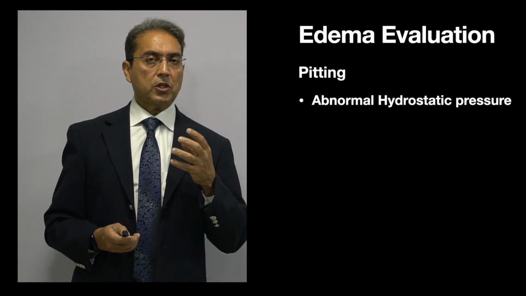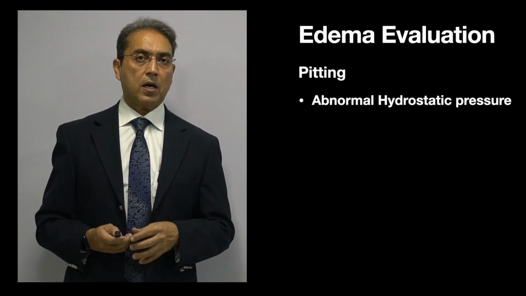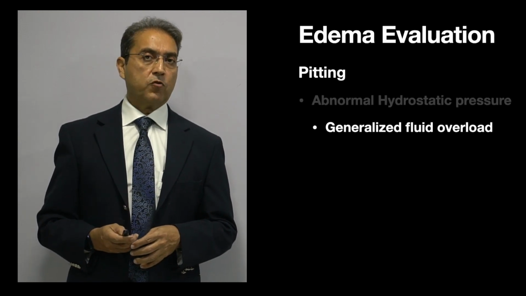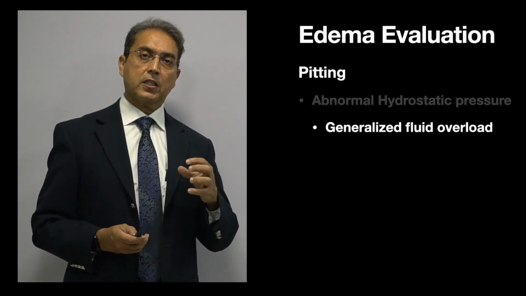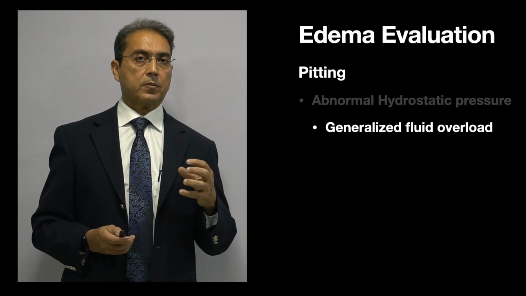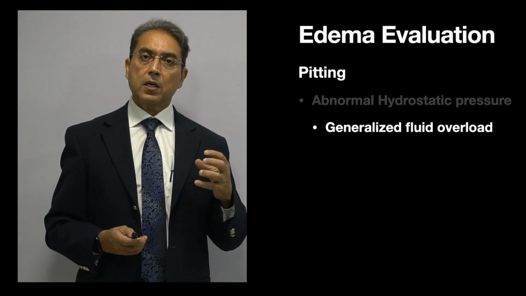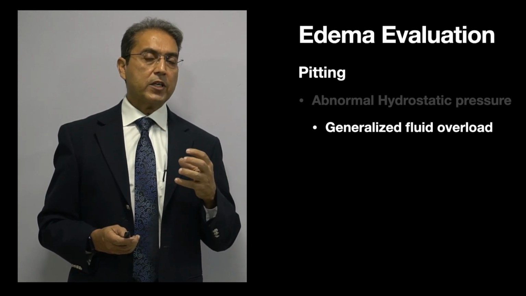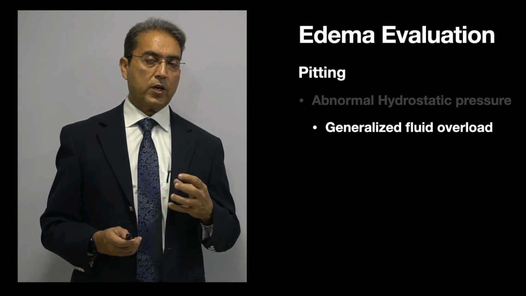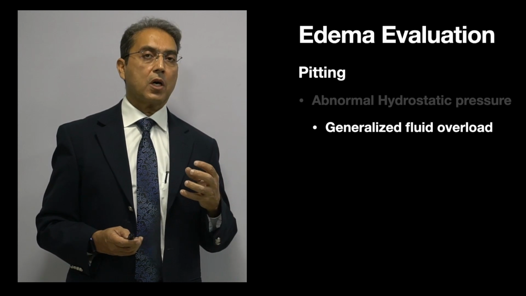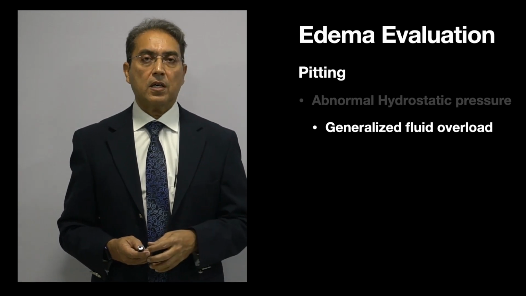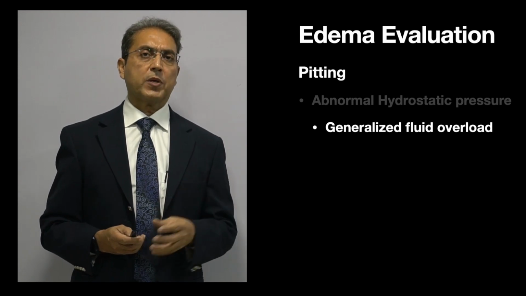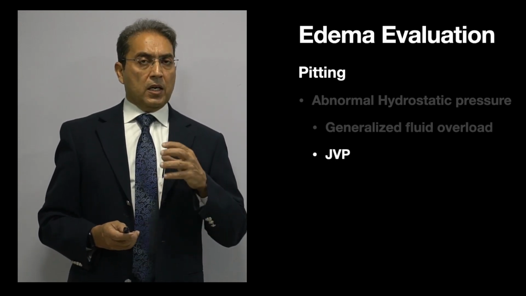We should look for conditions in which there is abnormal high hydrostatic pressure. For example, in generalized fluid overload states, you may find there is not only edema, there is peritoneal fluid, there may be pericardial fluid, and there may be pleural fluid. Pericardial fluid is not that common, but abdominal fluid, that is ascites, and pleural effusions are common. You can also find pericardial effusion, but that generally is seen on echo. Clinically, it may not be detectable.